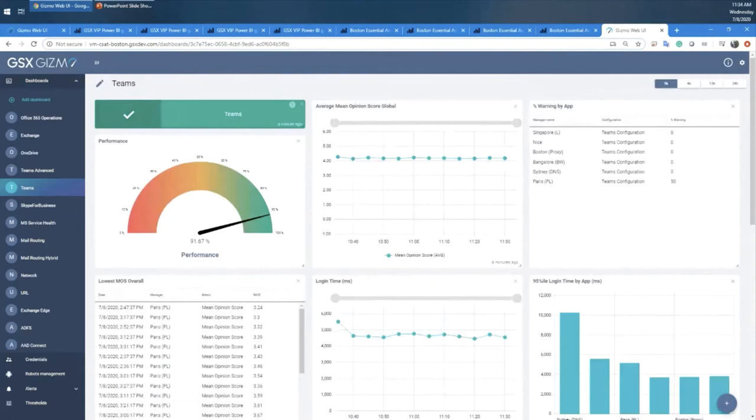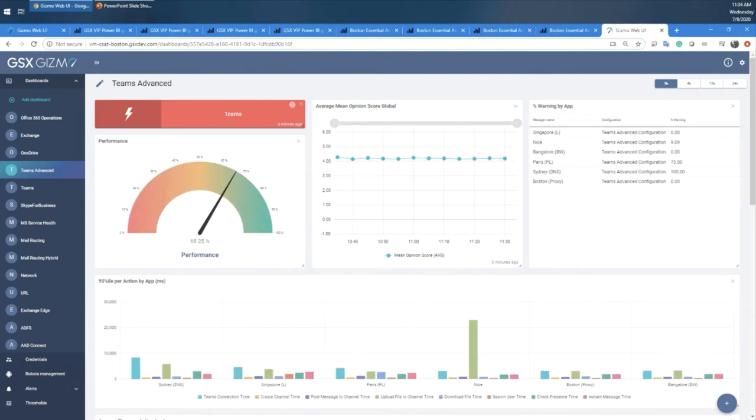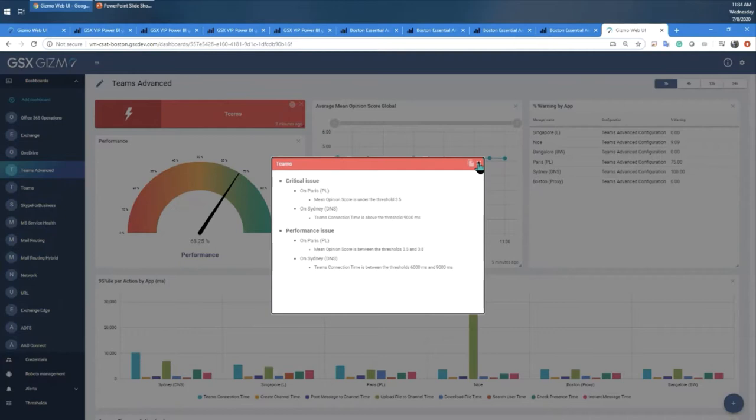And we also have viewed traditional Teams actions from Teams Advanced. It provides you that information on uploading, downloading to the channel, searching a user, just like we did in the Power BI. And you can quickly notice what actions are taking the longest, which ones you need to concern yourself with.